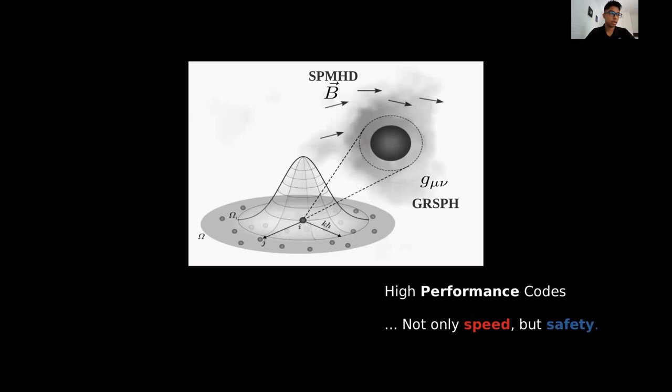Currently, SPH includes a lot of physics like magnetohydrodynamics, general relativity, radiation, a lot of contributions, but also the simulations are produced with high resolutions. That means that we need high performance codes. And by performance, I not only mean speed, but also safety. And this is one of the reasons why I chose Rust to implement the SPH method.